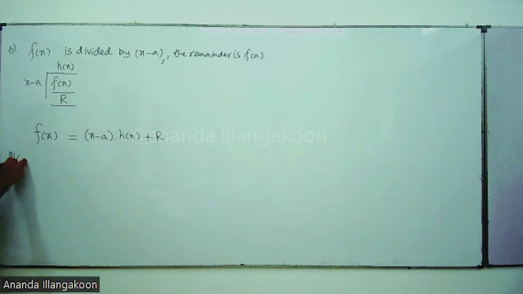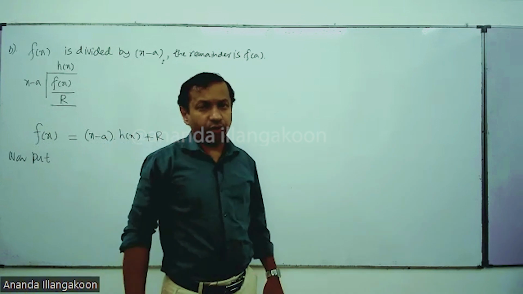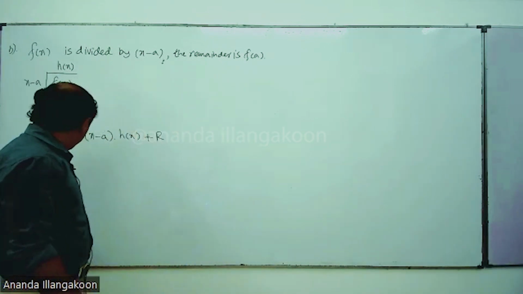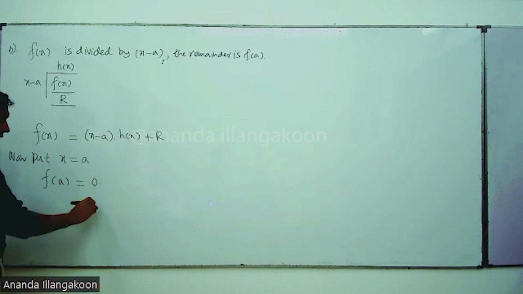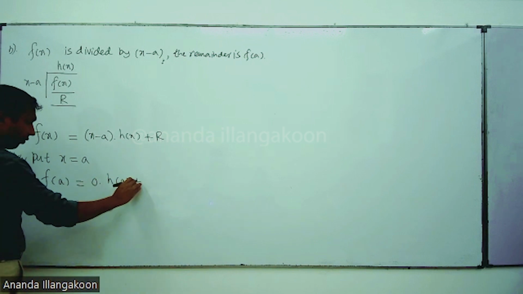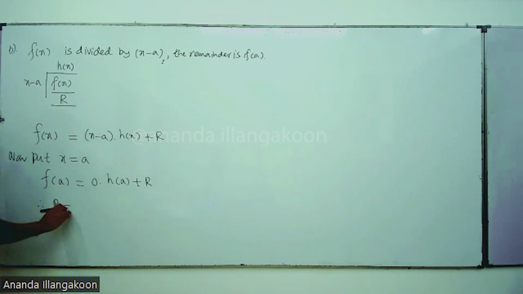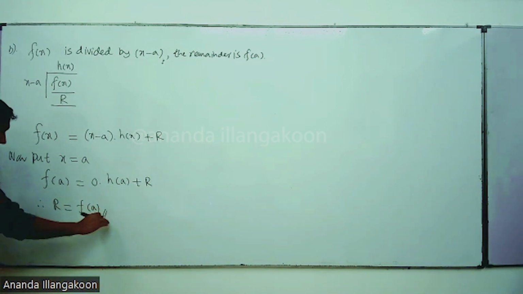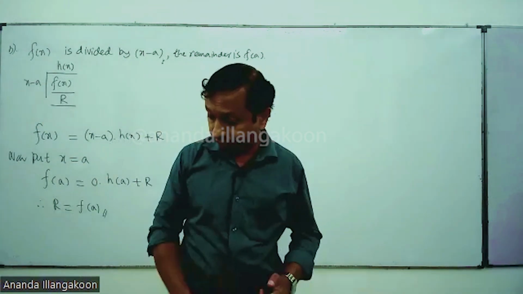Now here we have an identity. Left and right are equal for any value of x. Now put x equals a. We get f(a) is equal to (a minus a, which is 0) into h(a) plus R. R equals f(a). This is the proof of the remainder theorem. Right.